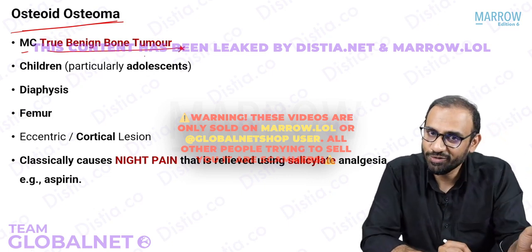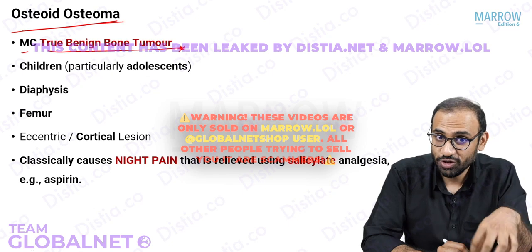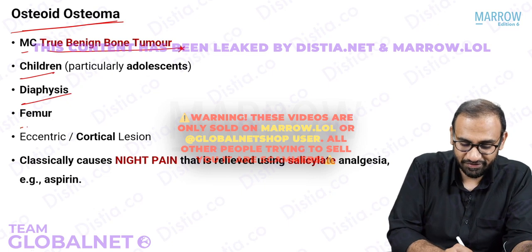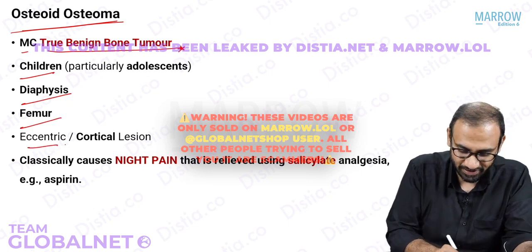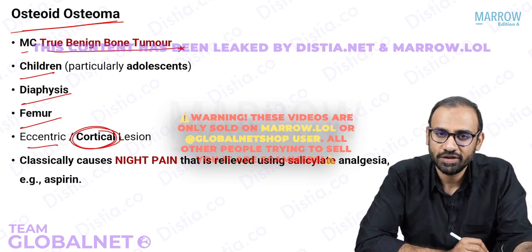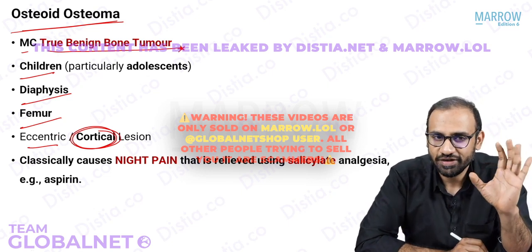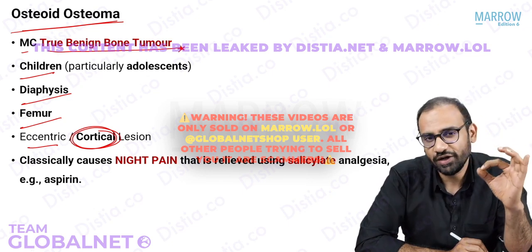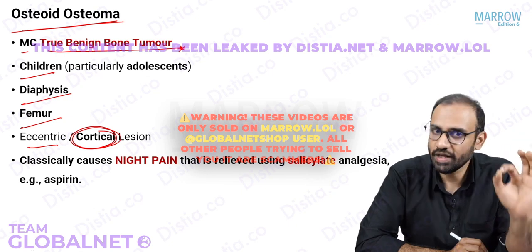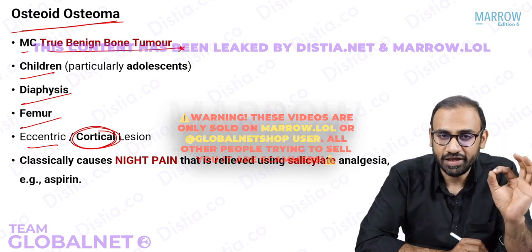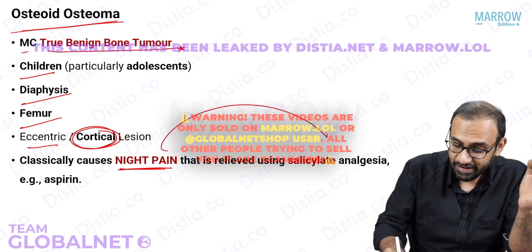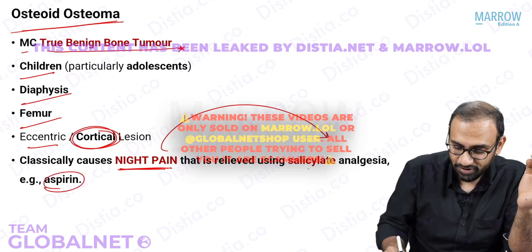Because what is the most common benign bone tumor? Osteochondroma. And this is the most common true benign bone tumor. Usually occurs in children, in the diaphysis and femur. Lesion is eccentric or cortical. What is the problem here? The story here is very significant. This will be a child, right? Comes to you with pain in the middle of the thigh or the middle of the leg, suggesting diaphyseal involvement. And this pain is classically seen at night, which is relieved classically with aspirin or salicylate.